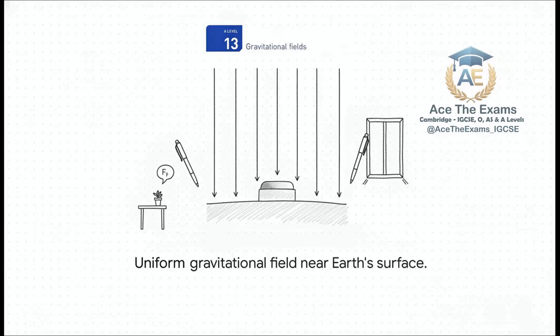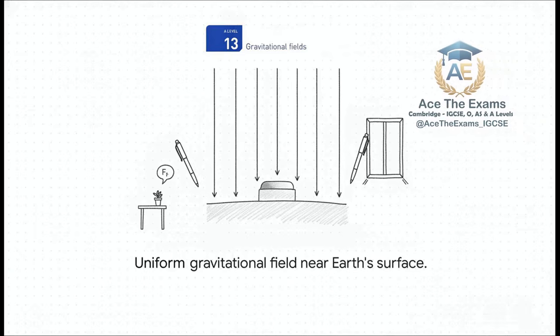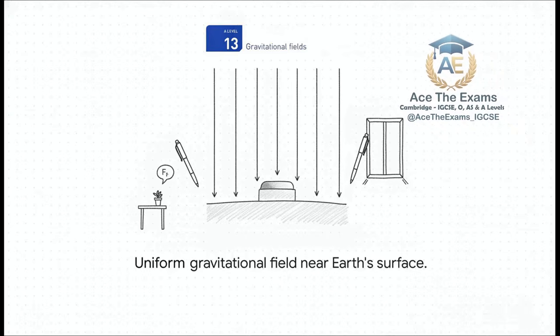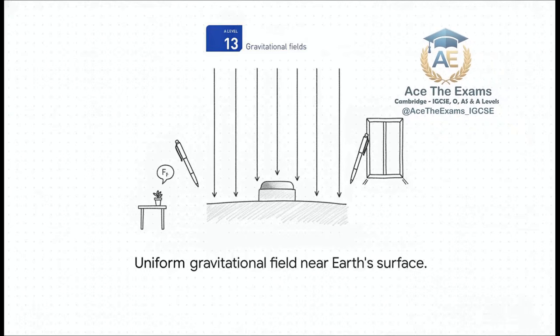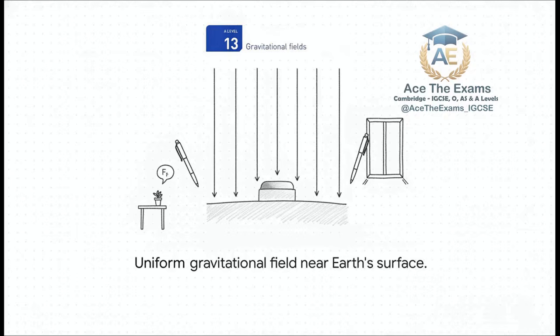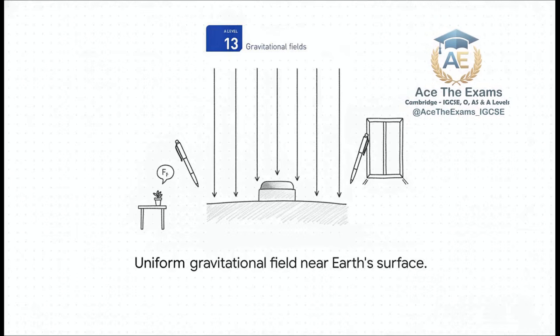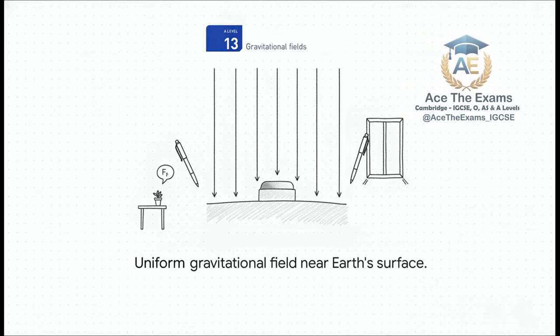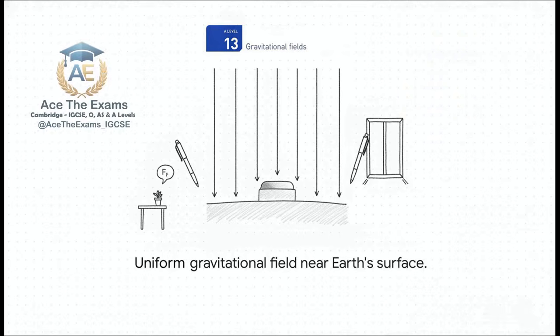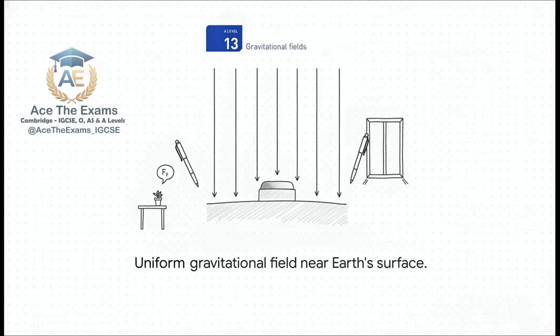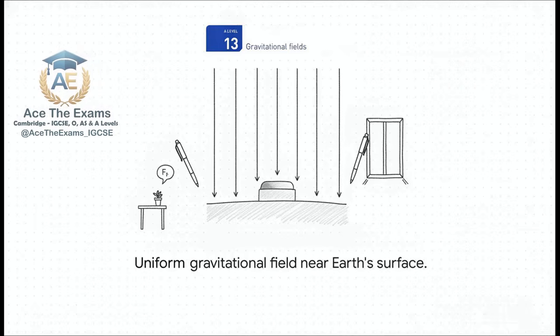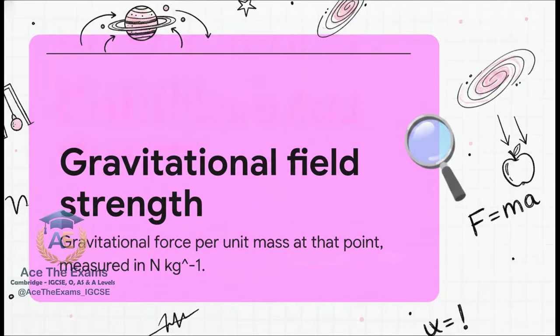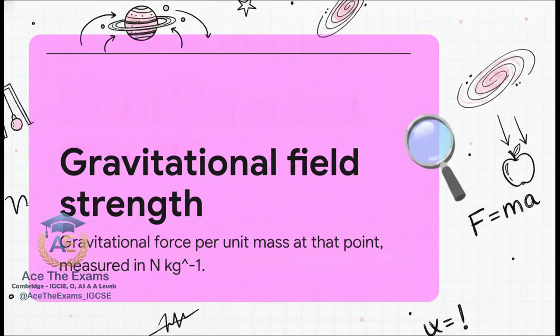Now, if the exam asks you to describe this, don't be like Sam and just write gravity goes down. You need to hit the assessment objectives. Use the PEEL framework. Point, the field is uniform. Evidence, the field lines are parallel and equally spaced. Explanation, this means the force exerted on a mass is constant at any point. Link, therefore, the acceleration of free fall is constant near the surface. Boom, full marks.